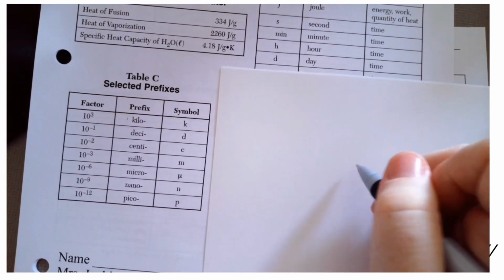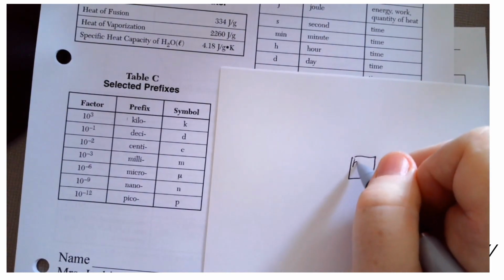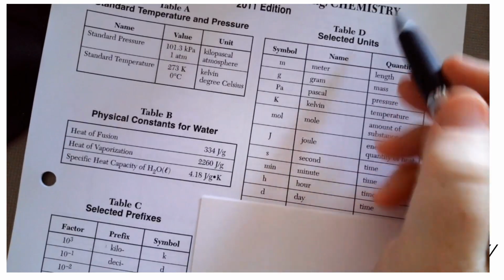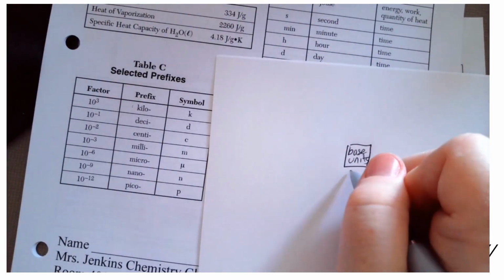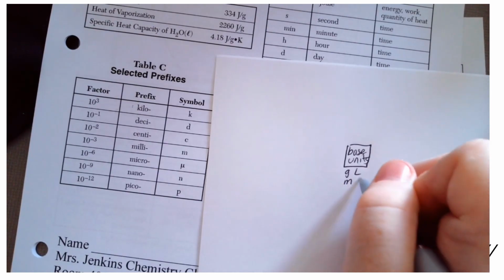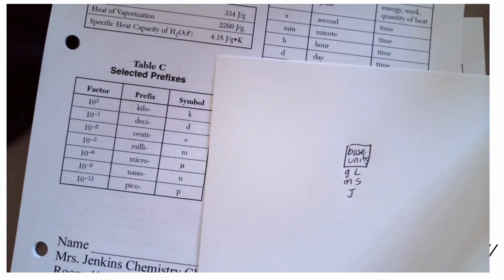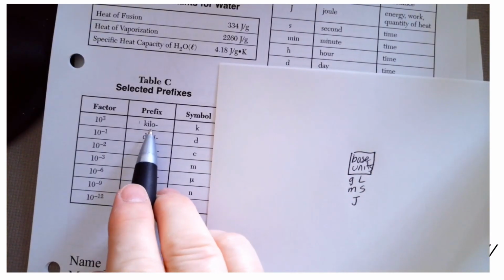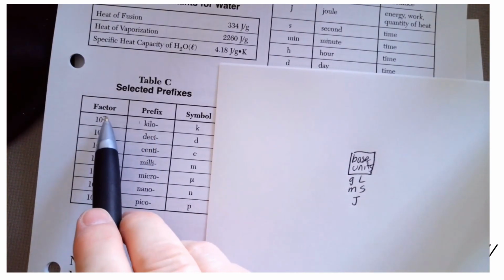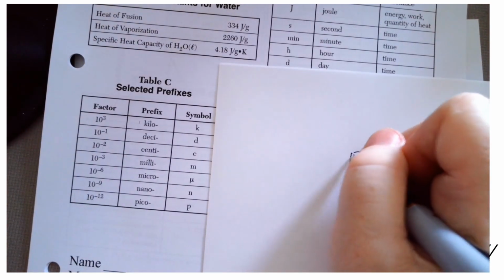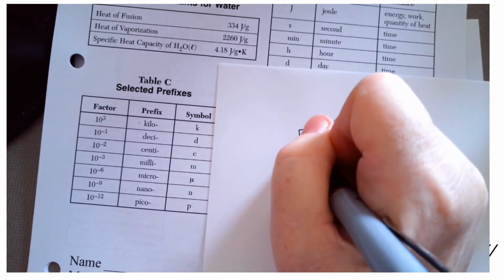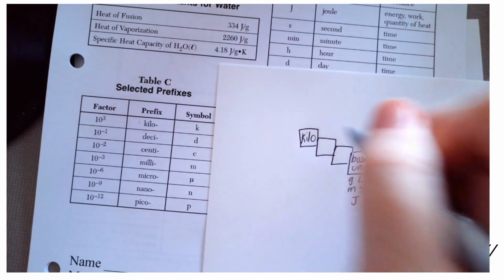What you have to remember is you put base units in the middle. What is base units? That's really anything pretty much that comes from table D. But it's often grams, liters, meters, seconds, joules, pascals, a whole bunch of stuff, okay? Then I'm gonna look at kilo. Kilo's factor is 10 to the positive 3. So from base units, I am going to go up 3, and I'm gonna write kilo.